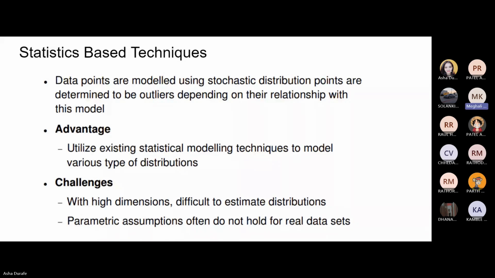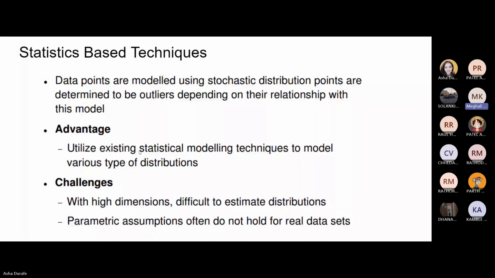So here, the data points are modeled using stochastic distributions, and they are determined to be outliers depending on their relation with the model. So here the advantage is we can utilize existing statistical modeling techniques to model various types of distributions, but with high dimensions, it becomes difficult to estimate the distributions. These are the drawbacks or the challenges of statistics based techniques.